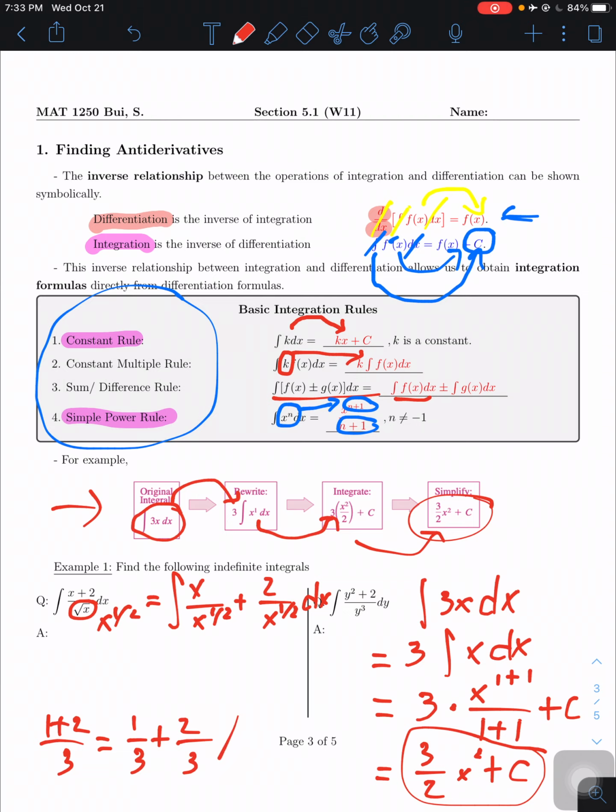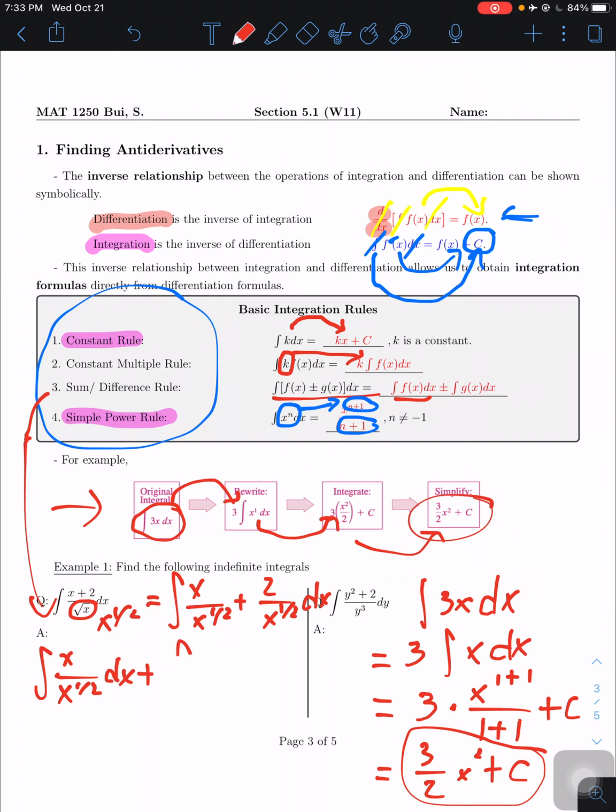If you need something for reference, make sure you refer to this example, because we all know that we love numbers rather than variables. Now let me talk more about the procedure. By the sum and difference rules, I'm going to split it into two integrals: the integral of x divided by x to the 1/2 dx plus the integral of 2 divided by x to the 1/2 dx.